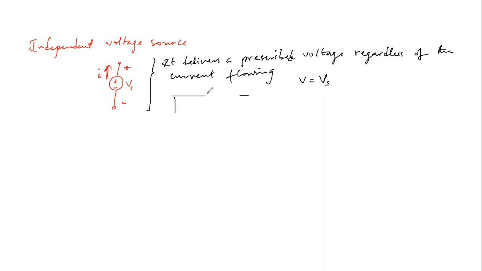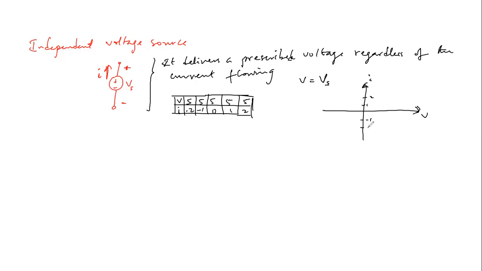And if we try to plot this out, let's populate a table here, V, I. So we are saying that let's assume the prescribed voltage is 5. We're saying that this is 0, minus 1, minus 2, 1, 2. So whether the value of the current is changing for an ideal voltage source, the voltage value remains the same. So if we plot this graph, this is the current axis, I, this is the voltage axis. So this is 1, this is 2, this is minus 1, minus 2. This is 1, 2, 3, 4, 5.